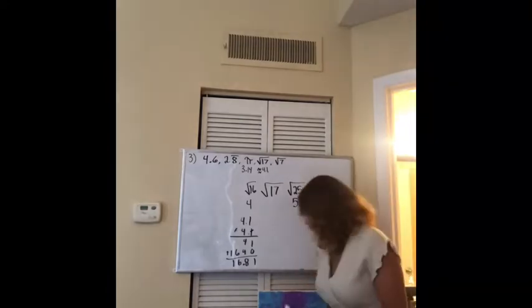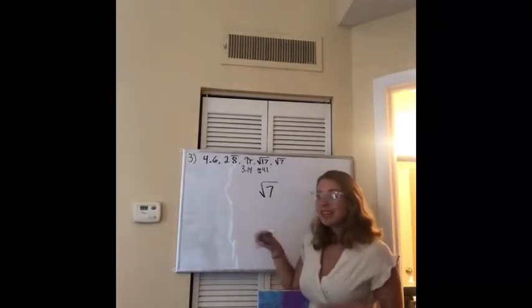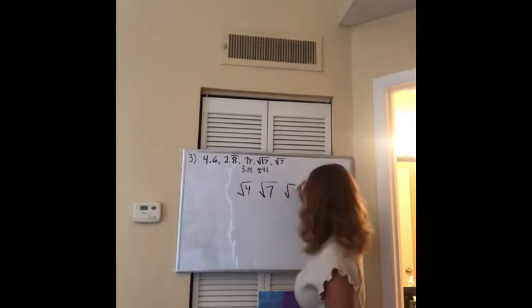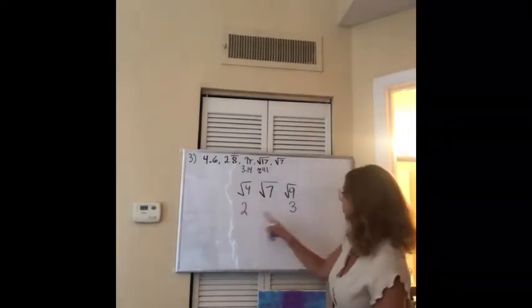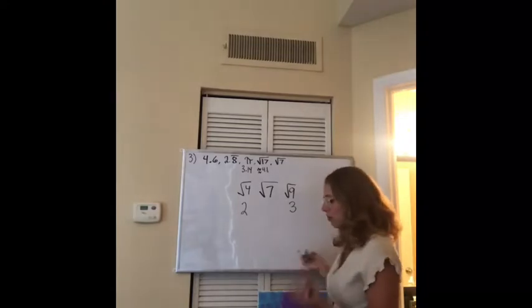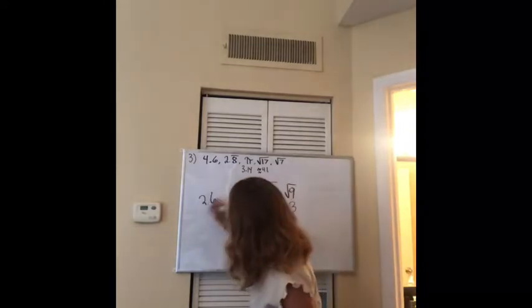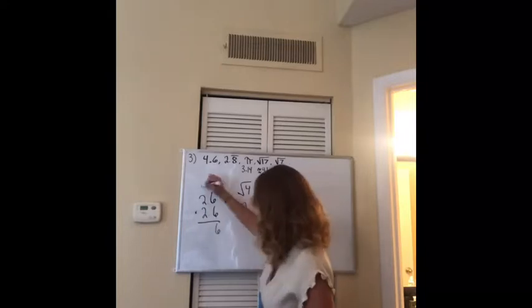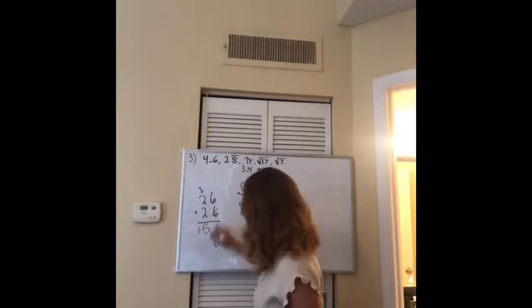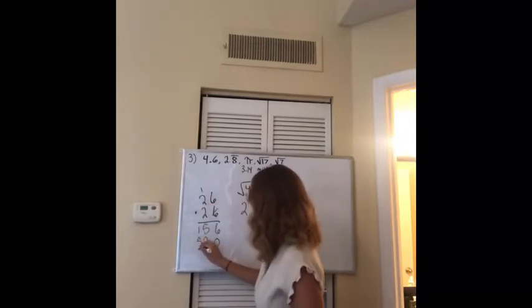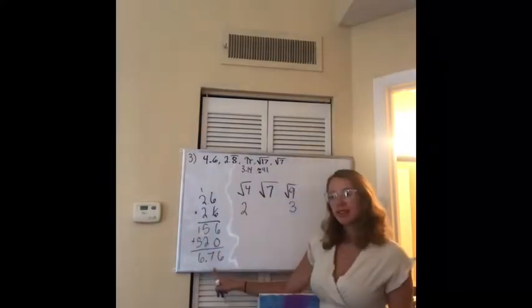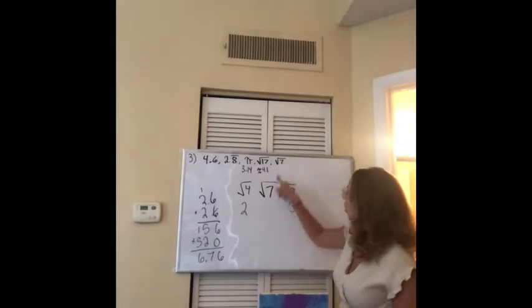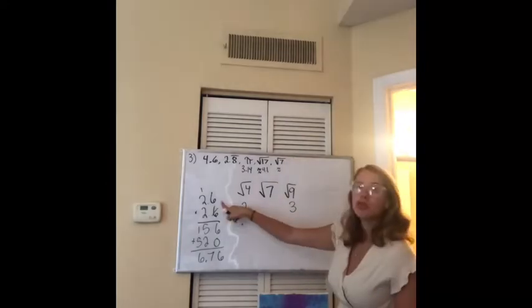And we'll do the same thing for the square root of 7. The square root of 7 is in between the perfect square root of 4 and square root of 9. The square root of 4 is 2, the square root of 9 is 3. So I know 7 is going to fall somewhere between 2 and 3. I'm going to try 2.6. So 2.6 times 2.6, and I know that 6.76 is pretty close to 7. So the square root of 7 is approximately 2.6.